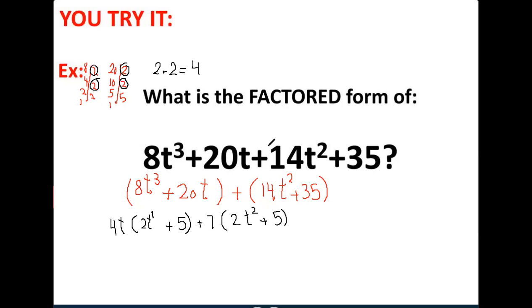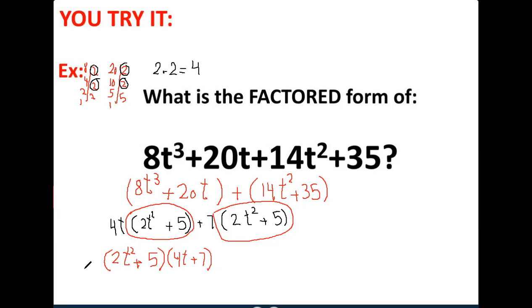Now what do we notice? You can note here that you have 2t to the power of 2 plus 5, and I have 2t to the power of 2 plus 5. So this one will be the GCF. So we are going to choose 2t to the power of 2 plus 5 as the GCF, and then I'm going to open a parenthesis for the rest here. For the first, it will be equal to 4t plus 7.